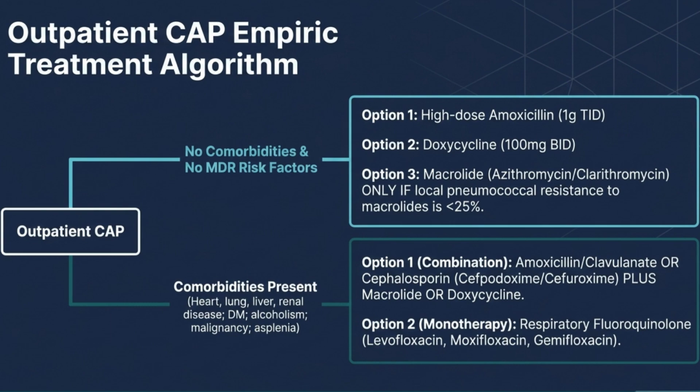When there are comorbidities, you have to use a combination therapy. Option 1, amoxicillin-clavulanate or cephalosporin plus macrolide or doxycycline. Option 2, monotherapy with a respiratory fluoroquinolone, like levofloxacin, moxifloxacin, and gemifloxacin.